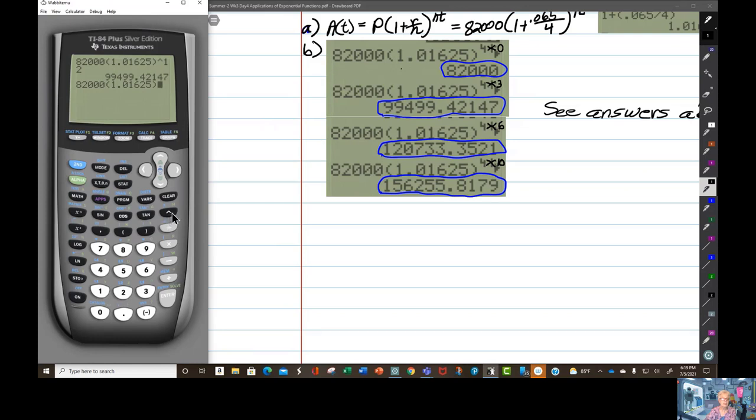1.01625. Parentheses closed, caret. Now, if we're going to multiply 4 times 3, I need to use parentheses. There's the left parentheses, but there's not room, so it wrapped. 4 times 3, parentheses closed. See, whether you use MathPrint and the newer operating system, or Classic and the older operating system, you'll still get the same answers. Isn't that a relief? Okay.